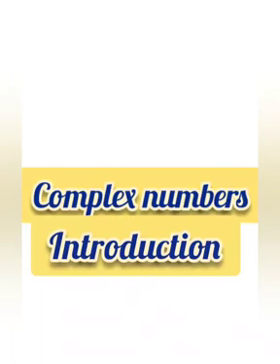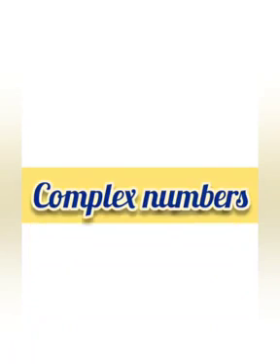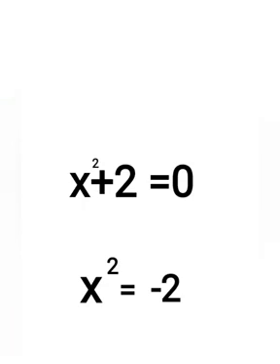Today we are going to learn about a new system of numbers called complex numbers. To know about complex numbers, let us first take an equation x square plus 2 equal to 0, or x square equal to minus 2. We know that there is no real number which satisfies this equation, as the square of a real number cannot be negative. Here x square is equal to minus 2, which is a negative number. So we don't have any possible solution for this equation.